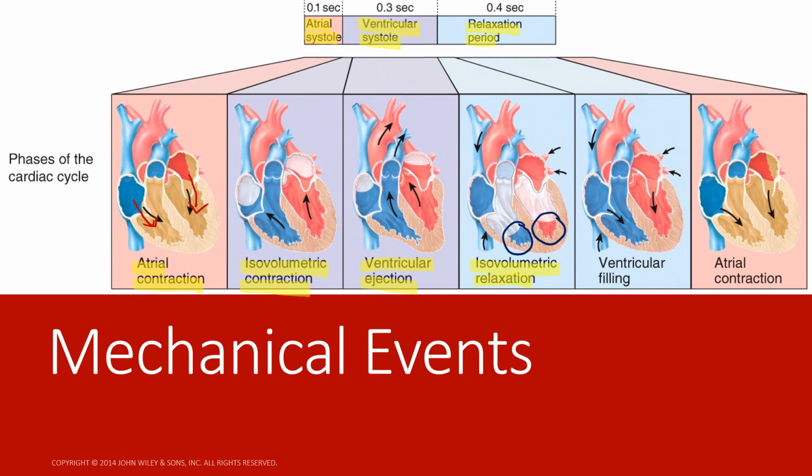Then in the second half of the relaxation period, this is when those atrioventricular valves are going to open and we have ventricular filling occur. This is when the ventricles are going to completely fill with blood, and then this is when the next cycle begins. Again, with atrial contraction, we start back at the beginning.